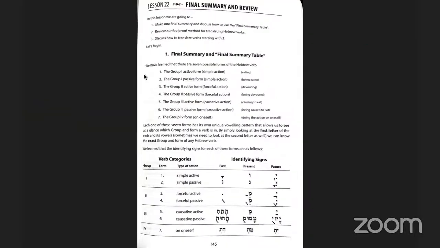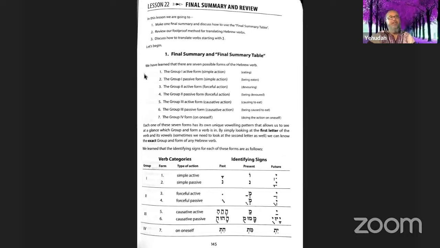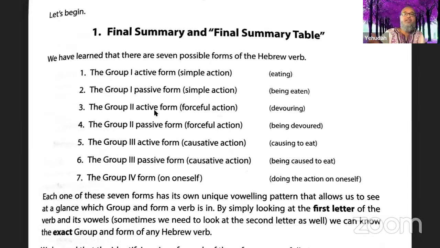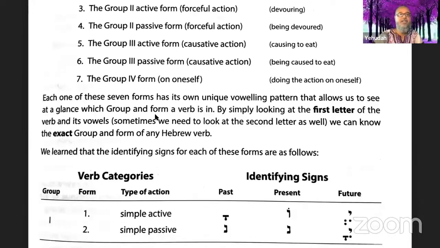Yes. Wonderful. Welcome back, everybody. This is lesson number 22. This is your final summary and review. Tons of pages, things that we've already gone over. We all know what our groups are, group 1, 2, 3, 4. The active and the passive is information that you guys already know.